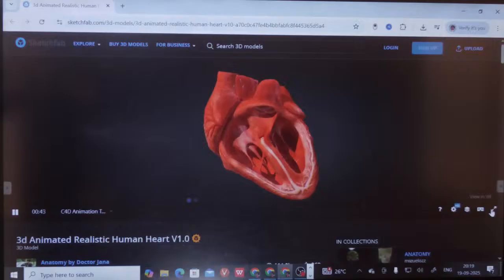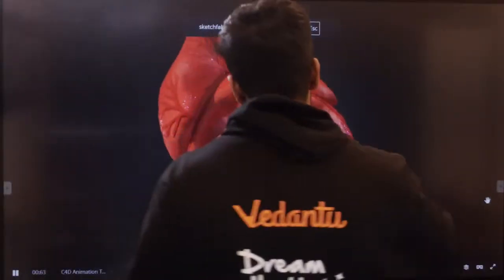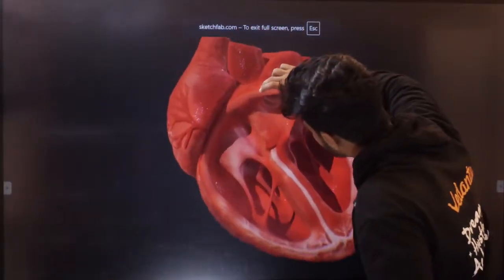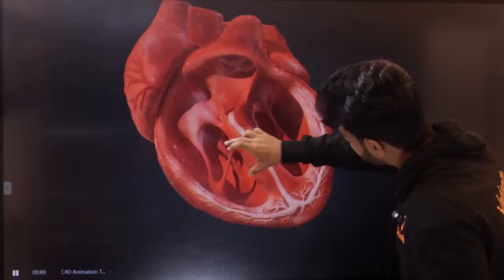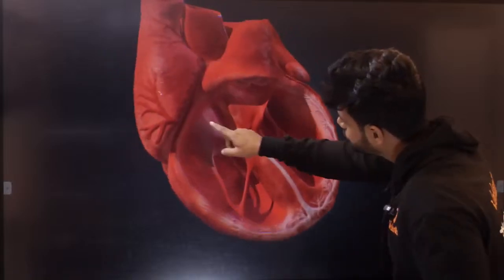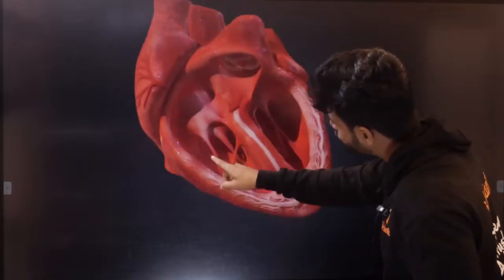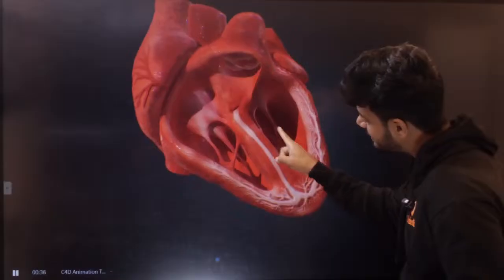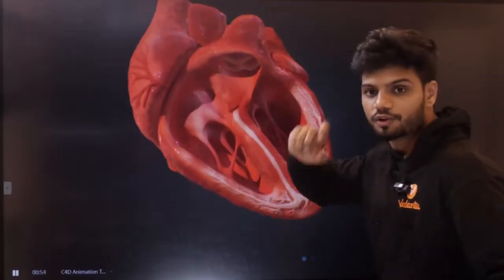Can all of you see the board? Can you see, students? Here we have one chamber, here your second chamber, third chamber, fourth chamber. Two atria here and two ventricles at the bottom. So that is the human heart.